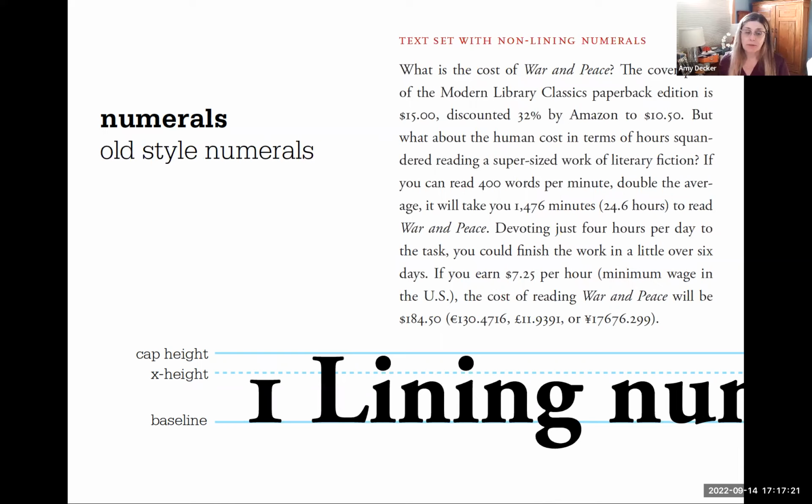Old style numbers behave like lowercase letters. They have ascenders and descenders. So if you want your numbers to blend in with the copy, then you're going to want to use old style numbers. They behave like lowercase letters. So therefore, they're not calling as much attention to themselves. And like I said, they have ascenders and descenders, and they behave like a lowercase letter.